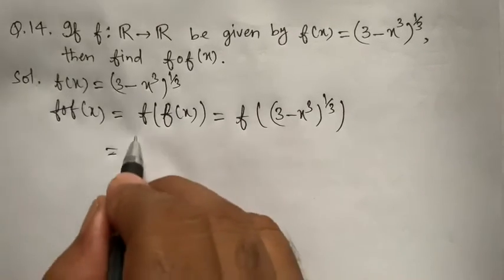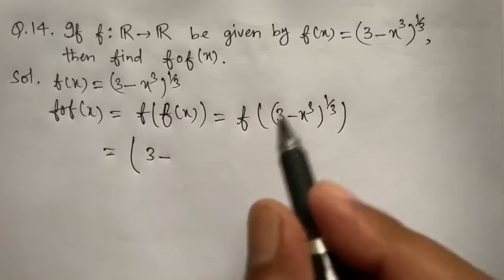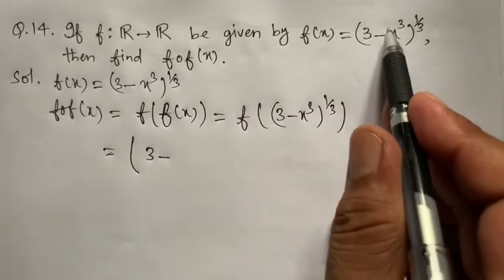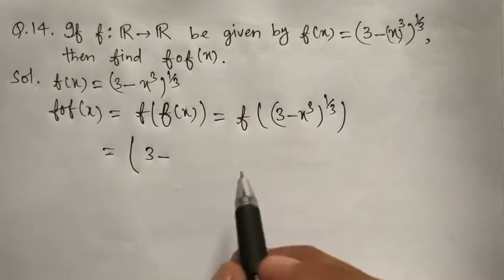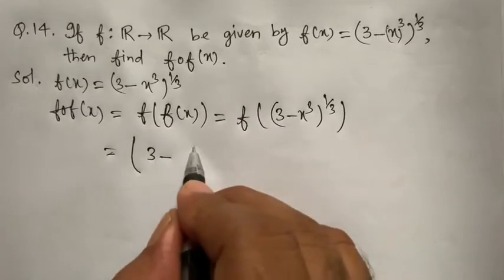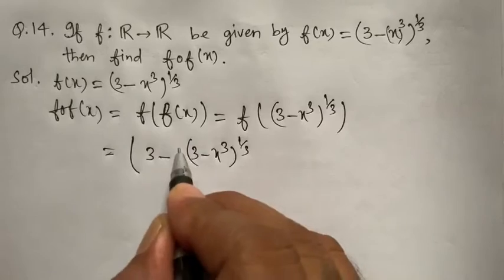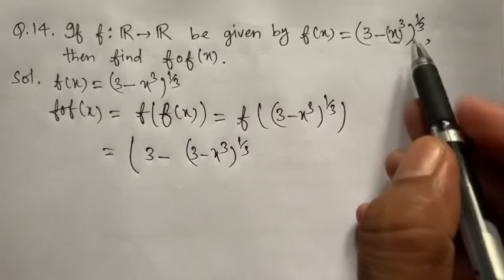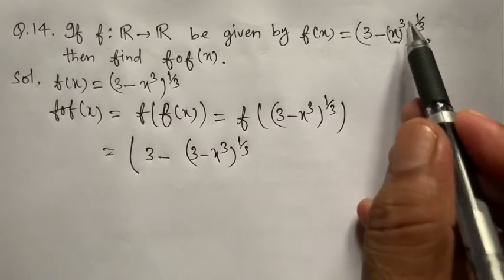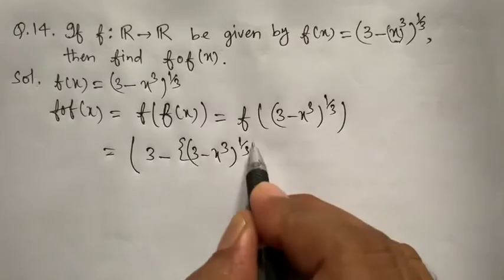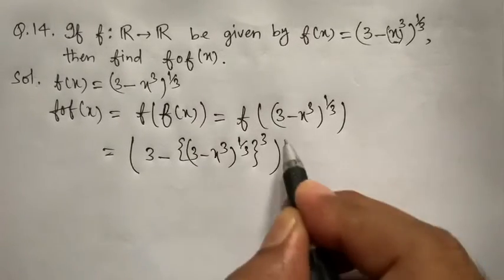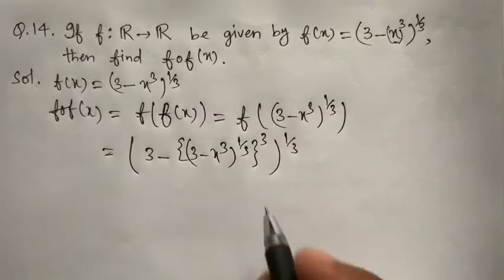It will be bracket 3 minus, now in place of x, this x, we will write what? This whole thing. That means 3 minus x cube power 1 by 3. Now we have power of this x as 3, so it will be cube there, and whole power 1 by 3 will also be there.